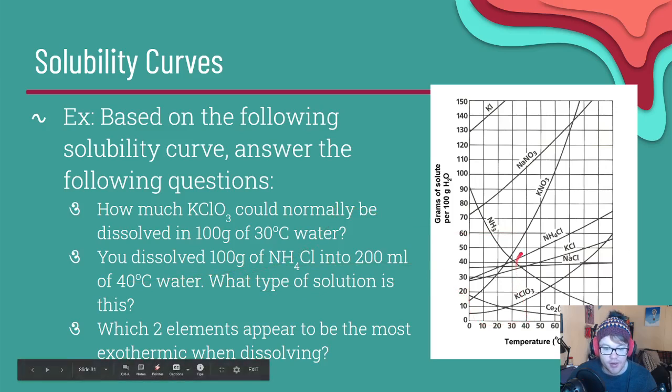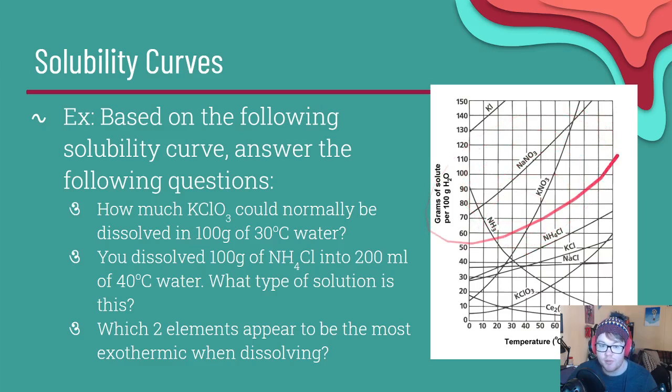So 40 degrees up here, that's about 45 grams in 100 grams of water, or 45 grams in 100 milliliters of water. So in 200 milliliters, that would mean that you could fit 90 milliliters or 90 grams of ammonium chloride in 200 grams. And since 100 grams is above that 90 point, that would put it somewhere up here, which would be a supersaturated solution.